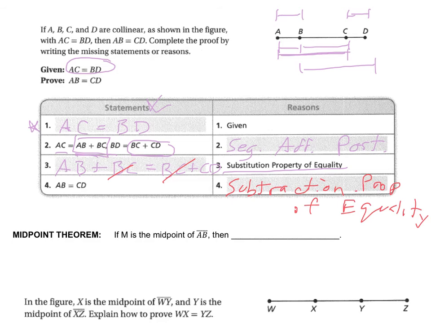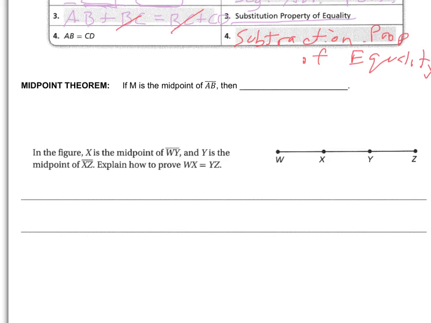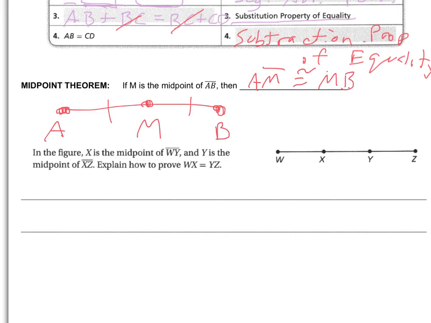And looking at the last section of the notes, this next one, midpoint theorem. If M is the midpoint of AB, then what we have is a segment AB with M as my midpoint. That means these two segments are congruent. So AM is congruent to MB. That's what the midpoint theorem says.